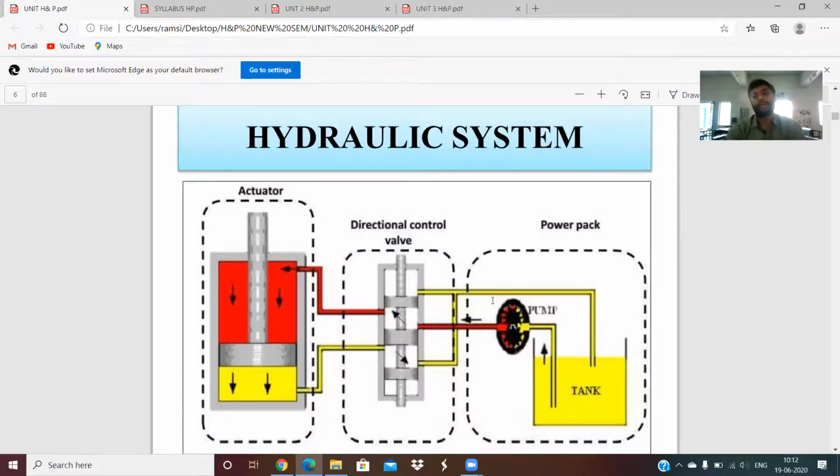Then the power pack. What is the power pack? The power pack is the component of the system consisting of the tank and the pump. You can see here a tank and a pump; together they make a power pack. This is the hydraulic system. So there are three important parts of this hydraulic system: first, the actuator; second, the direction control valve; and third, the power pack.